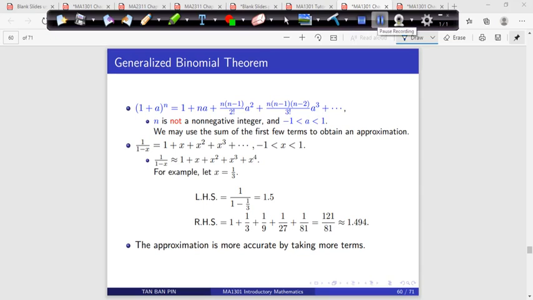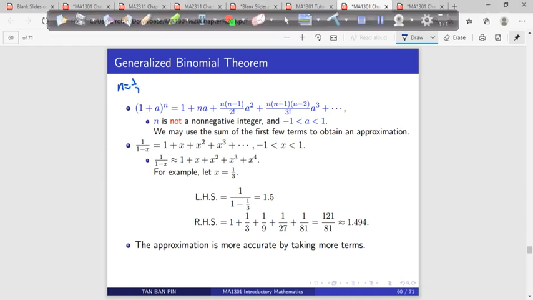We shall now look at the generalized binomial theorem. When you have (1 + a) to the power n, here n need not be a positive integer. So here n can be a half, n can be like minus 3/4, n can be negative 1.